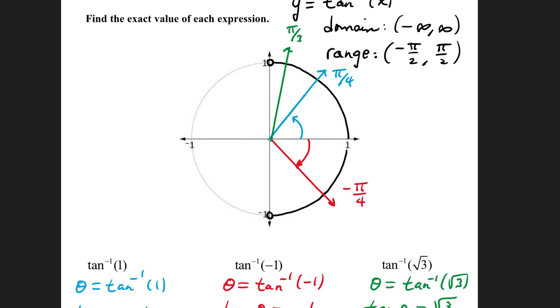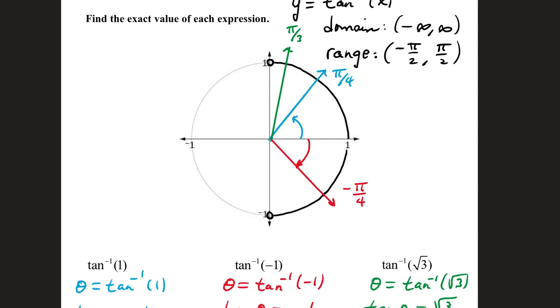The example at the bottom right, tan inverse of square root of 3, we're looking for the angle that has a y over x ratio of square root of 3. Now that occurs at pi over 3, and let's look at why. At pi over 3, you have the coordinate (1/2, square root of 3 over 2). If you divide the y coordinate by the x coordinate, square root of 3 over 2 divided by 1/2 will give you square root of 3.